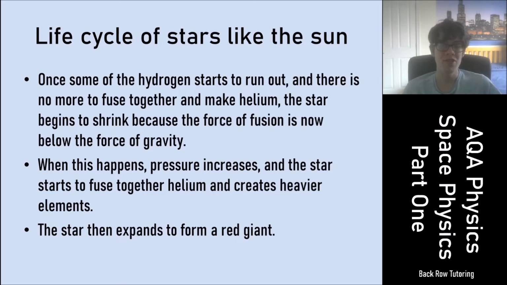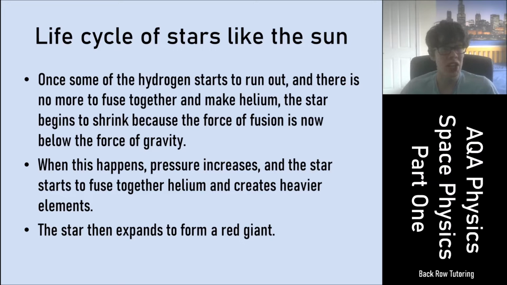Once some of the hydrogen starts to run out and there is no more to fuse together and make helium, the star begins to shrink because the force of fusion is now below the force of gravity. So once the amount of fusion in the centre of the star reduces, there's not that force pushing out against gravity anymore, and the star starts to shrink and push in on itself.